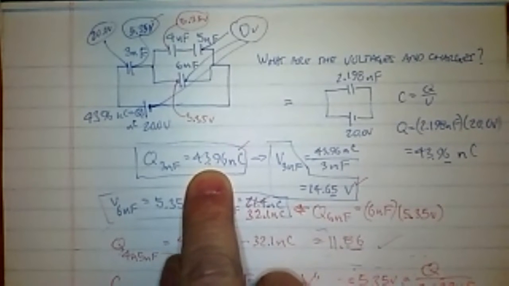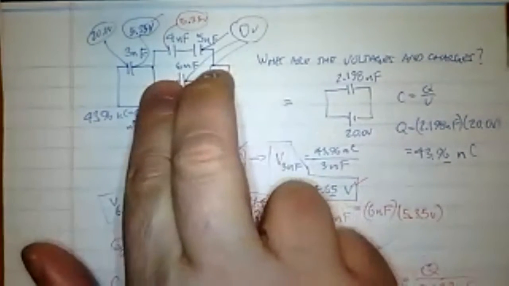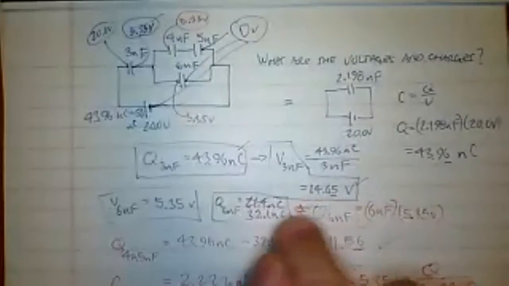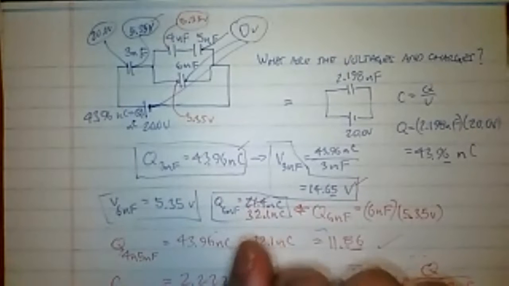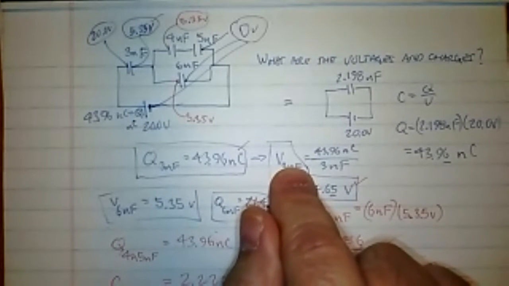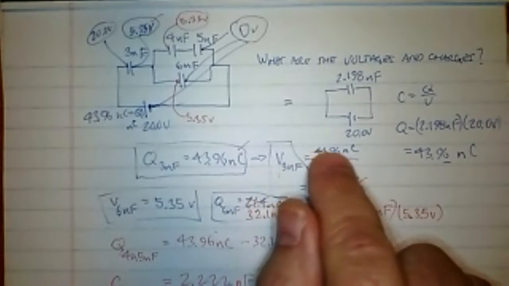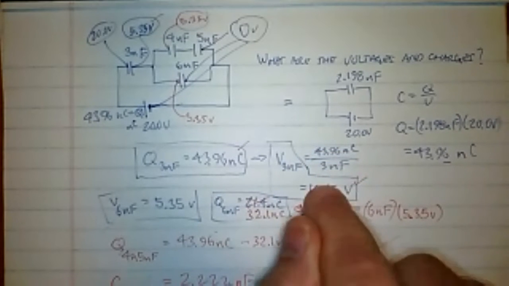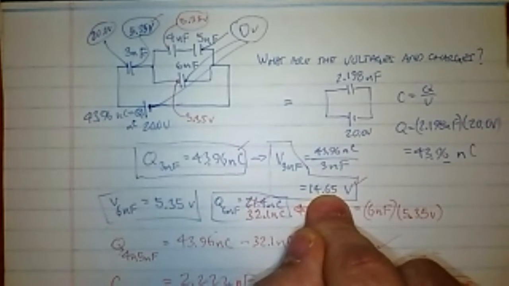Because if I knew the voltage, then since this one's in parallel with these two, I can tell the total voltage across that. So what I did was calculate the voltage of the 3 nanofarad capacitor using V equals Q over C. So I took the 43.96 nanocoulombs divided by the 3 nanofarads and got 14.65 volts.